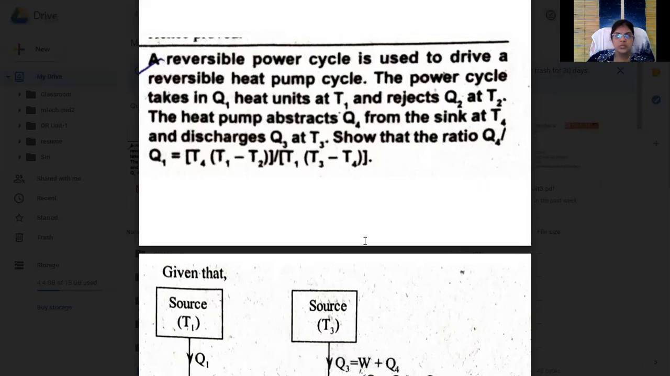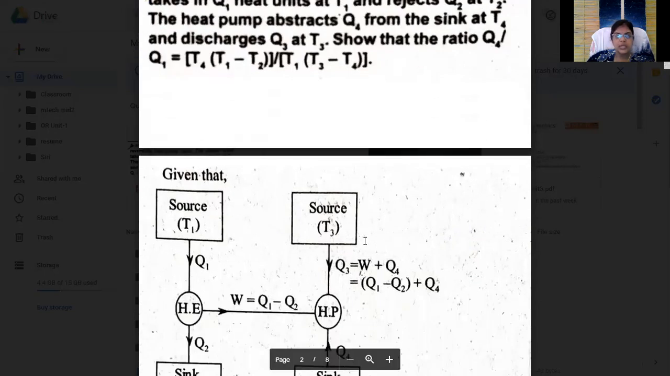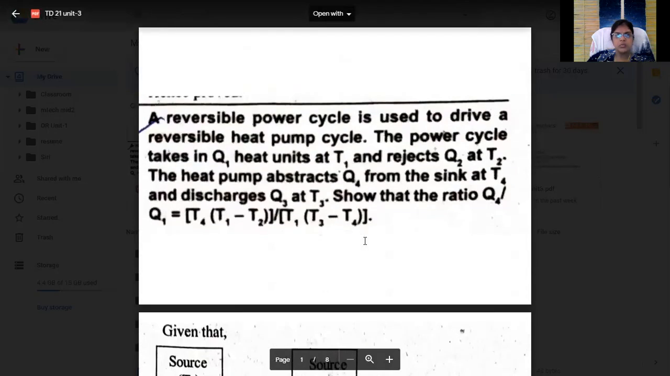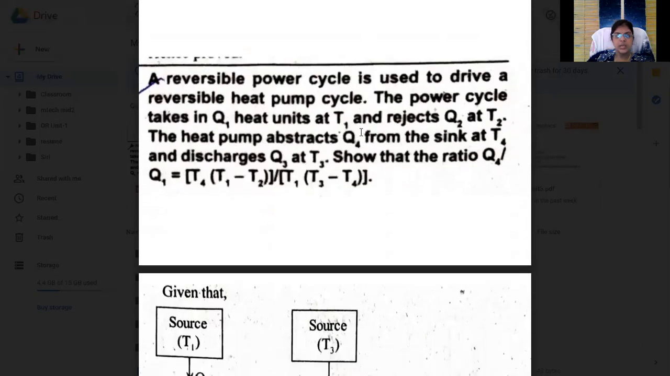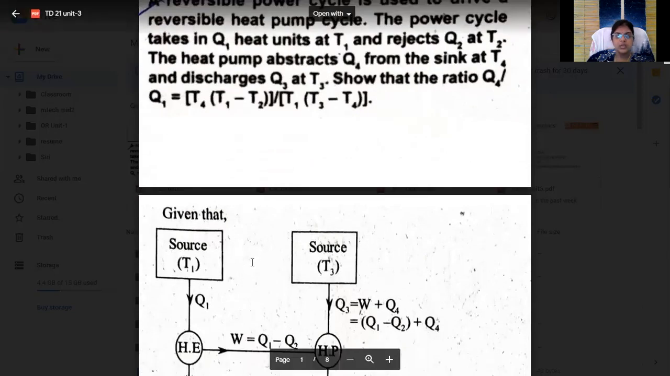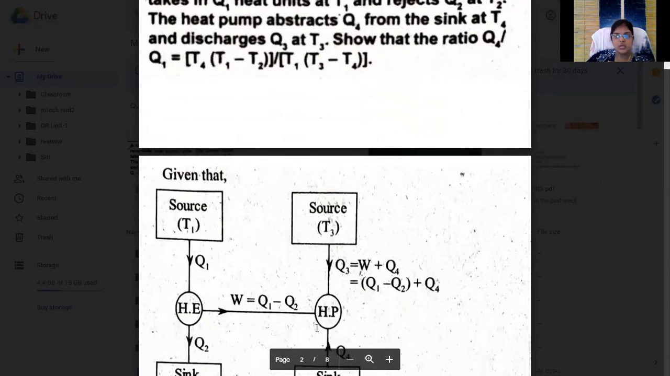So first of all, what is the given data? The matter we will convert in the form of the diagram. First of all, it says a reversible power cycle is used to drive a reversible heat pump. Whenever we use a heat pump or refrigerator, we want work done. So we will take work from another system and use this work to run the heat pump or refrigerator. So here it is a diagram.